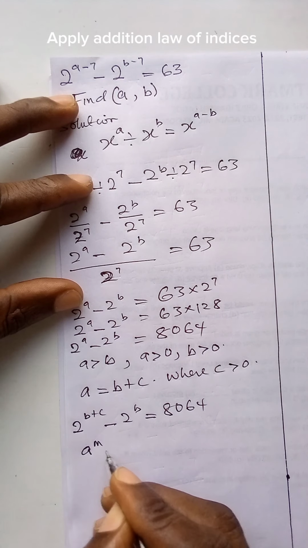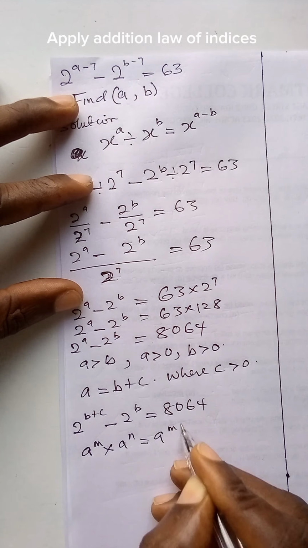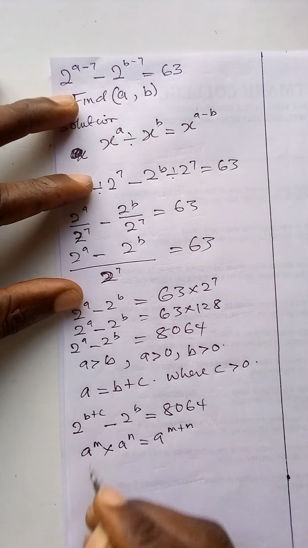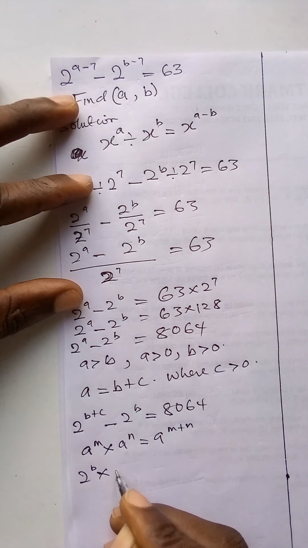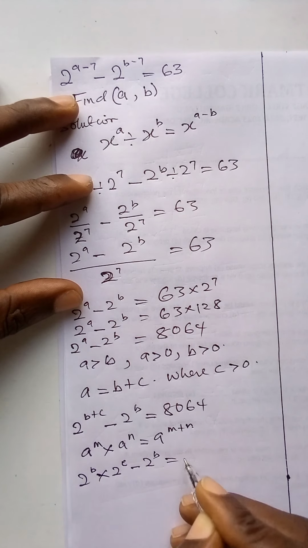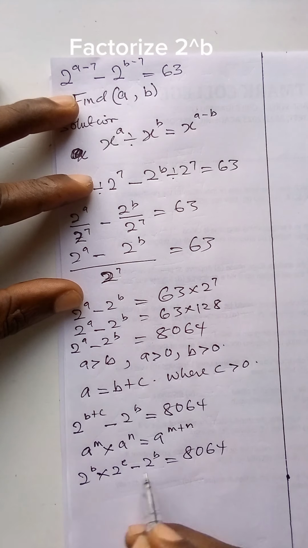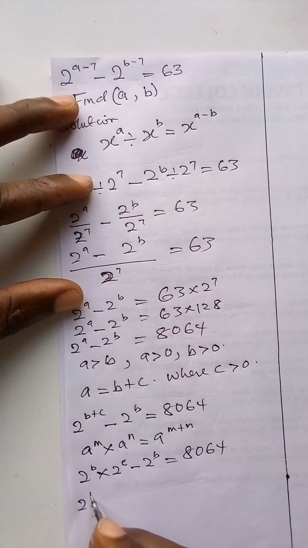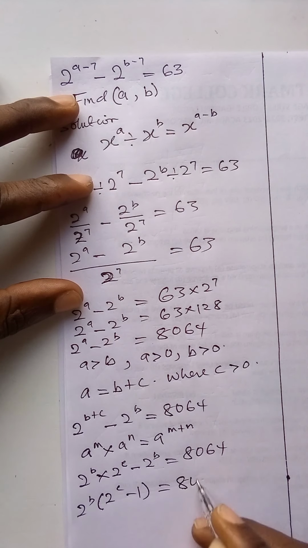Now, let me apply this law of indices. a to power m multiplied by a to power n is a to power m plus n. So this law will be applied here. So 2 to power b multiplied by 2 to power c minus 2 to power b is equal to 8064. Now let us factorize 2 to power b, since we'll have it as a common factor in the left hand side. That is 2 to power b times 2 to power c minus 1 is equal to 8064.